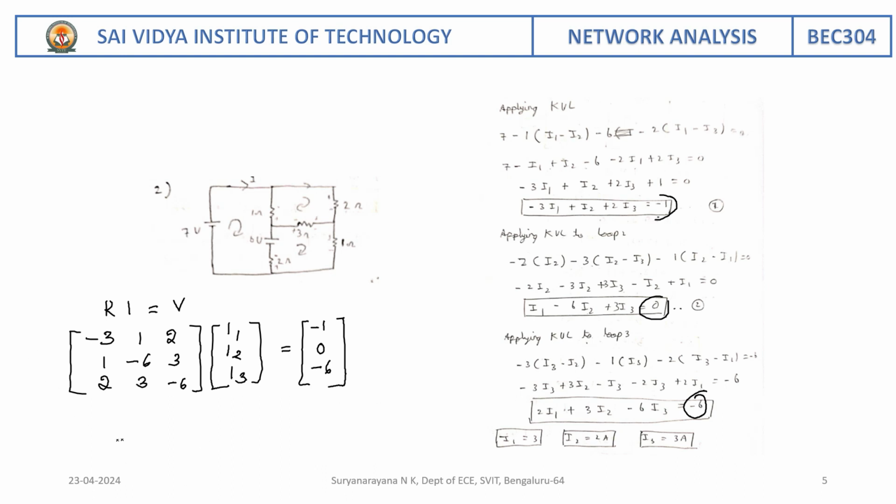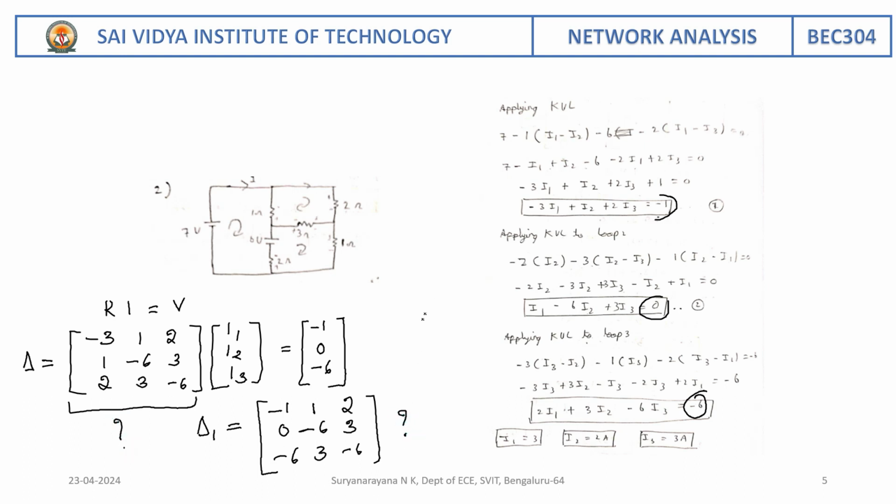So let us call del is equal to determinant del is equal to this. Now what is del 1? Del 1 is nothing but the first column is replaced by minus 1, 0, minus 6 and we have to retain all the values. So minus 6, 3, 3, minus 6. Using determinant, you find the value of delta and the value of delta 1. So what is the current expression I1? I1 is nothing but delta 1 by delta.